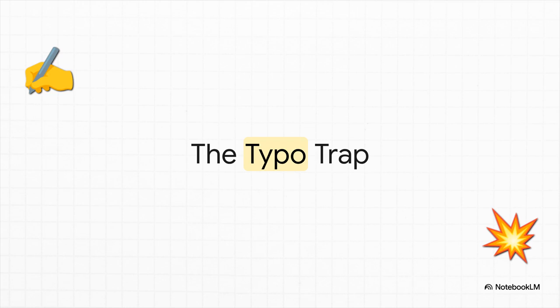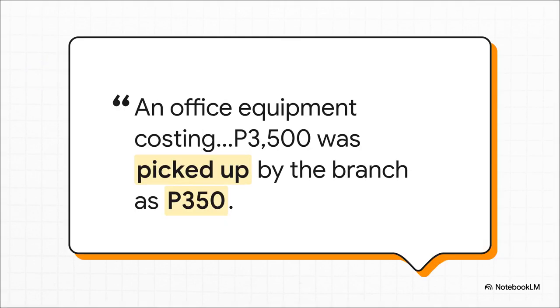Okay, next up is a glitch that can get anybody, even the most detail-oriented people. It's the typo trap. It could be a misplaced decimal, a missing zero. One tiny little clerical error can throw your numbers way off. Check this one out.